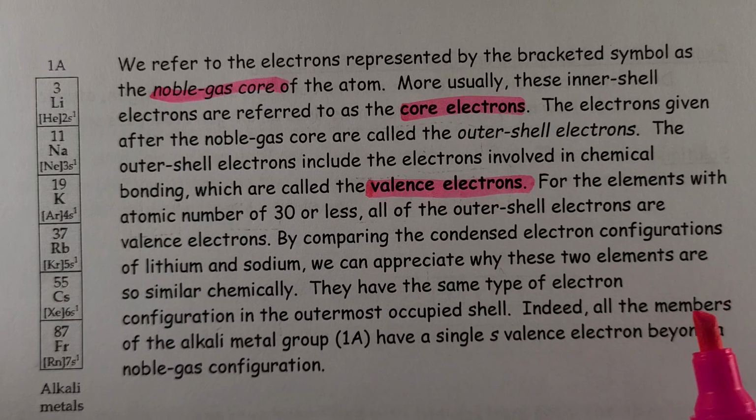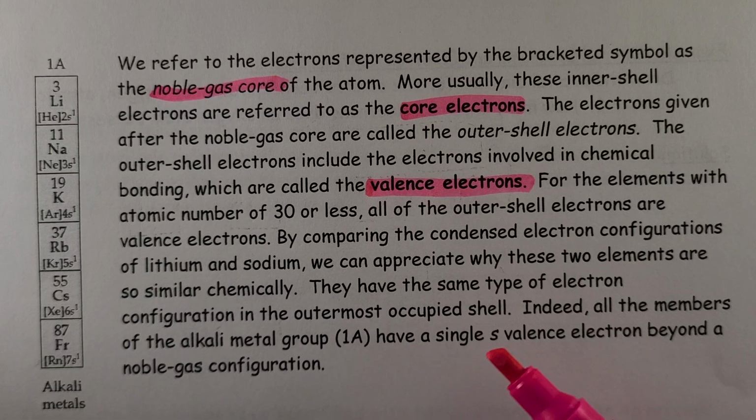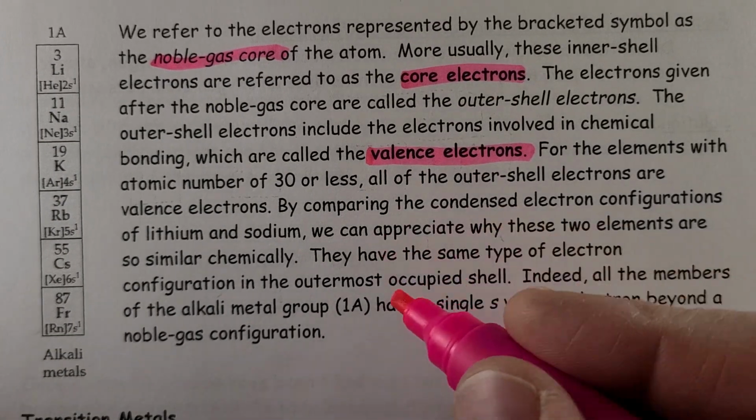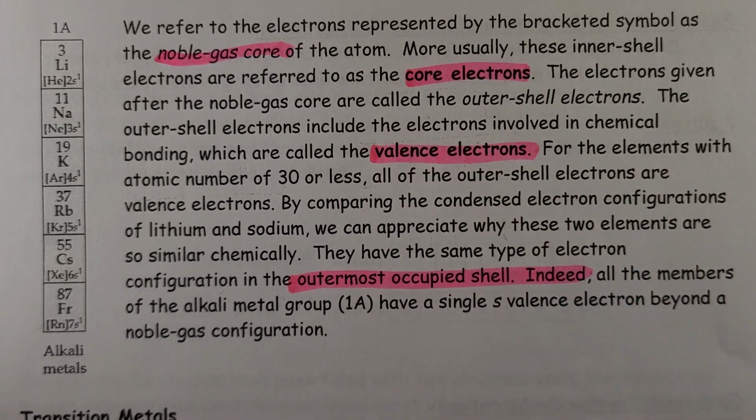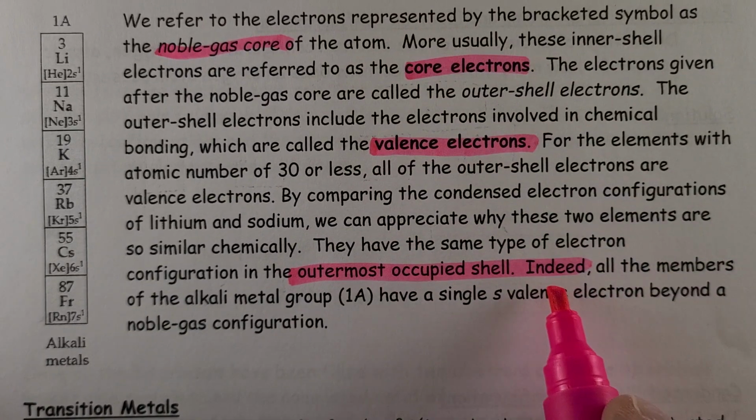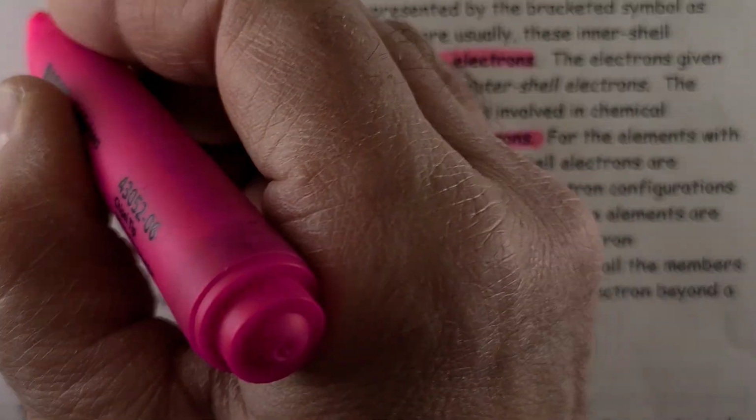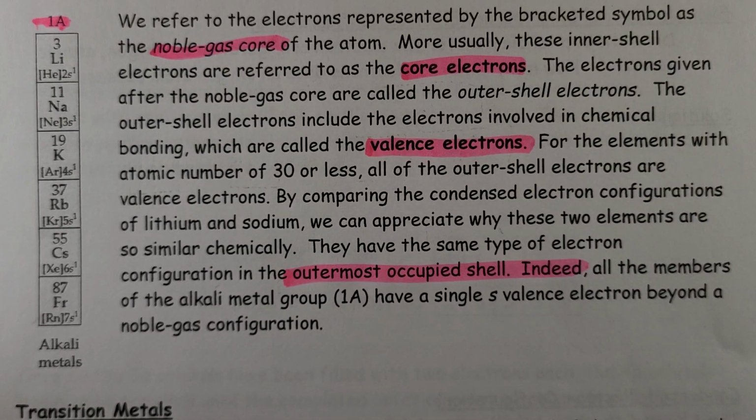By comparing the condensed electron configurations of lithium and sodium, we can appreciate why these two elements are so chemically similar. They have the same type of electron configuration in the outermost shell. Indeed, all the members of the 1A group have this happening.